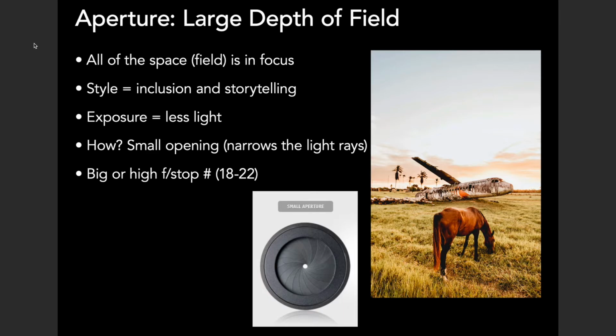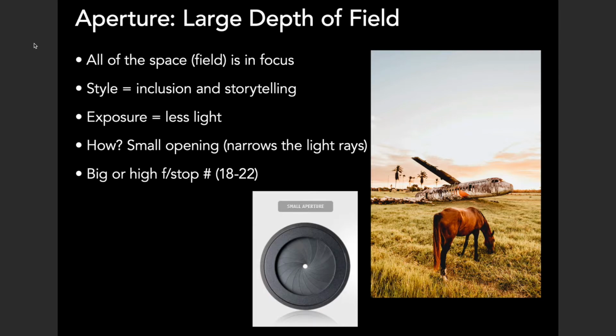So this happens because, you can see that's a very narrow opening in that other picture of what the aperture looks like with a small aperture. Those little blades all come in and create a smaller opening. What it does is it narrows the light rays, and that's why you get a deeper focus.